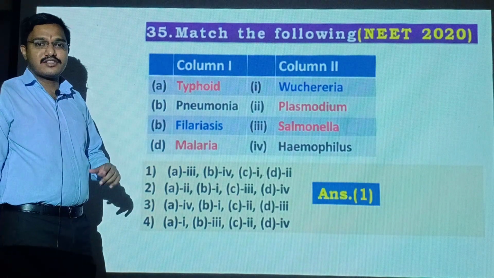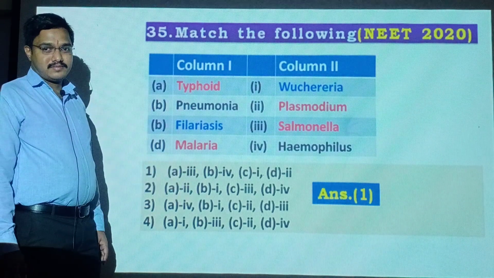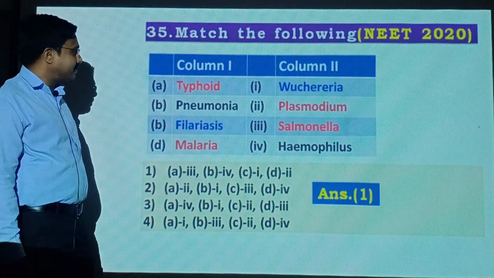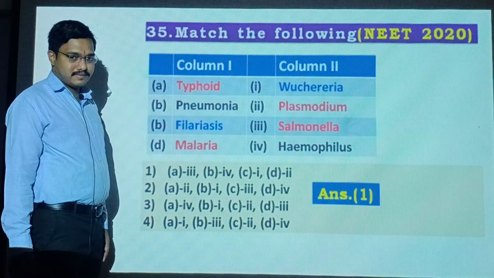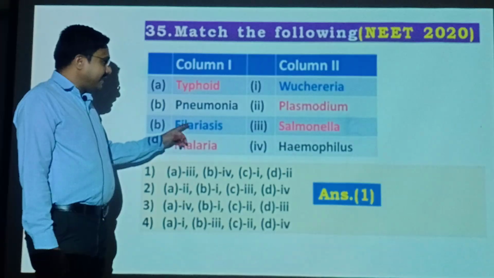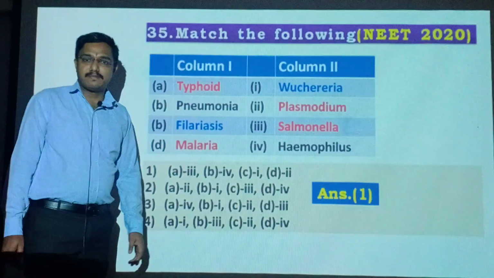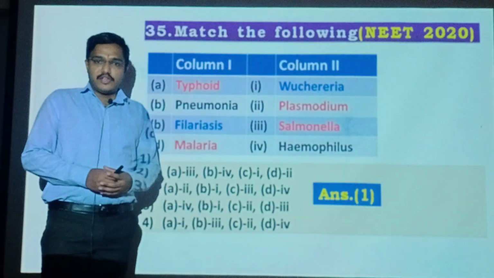This is a quick selection of answer. You have to select the answer like this. With the one matching only, we will get the answer here. Now we will see the next matching. Pneumonia is by Haemophilus. Filariasis is by Wuchereria. Malaria is by Plasmodium. Right? So this is about MCQ.